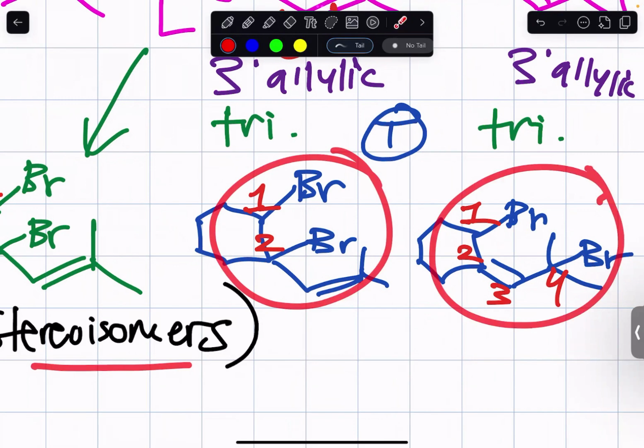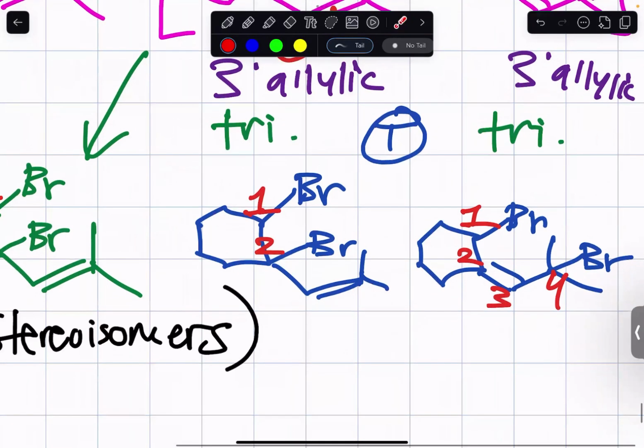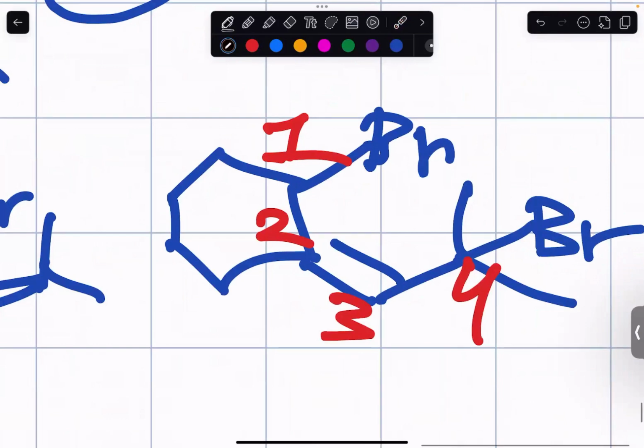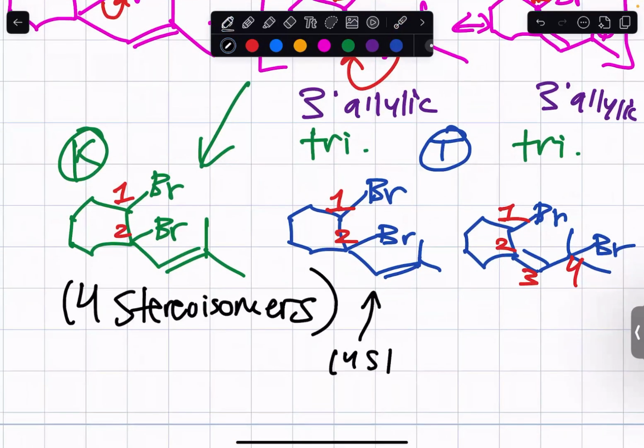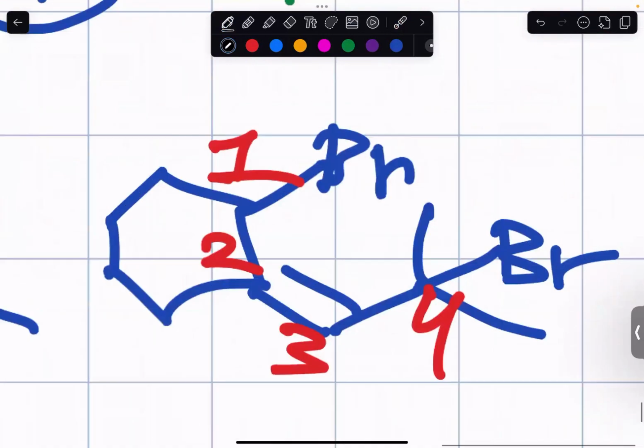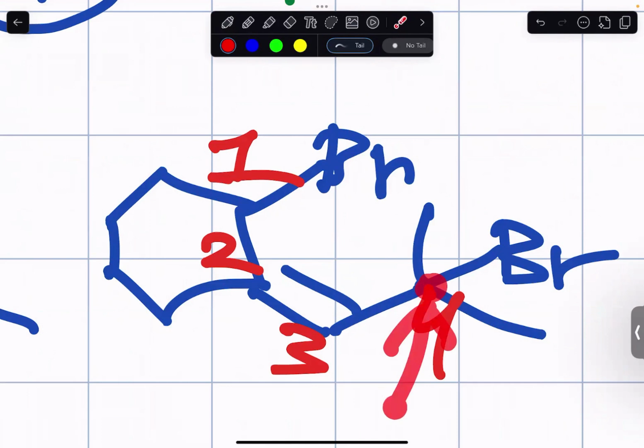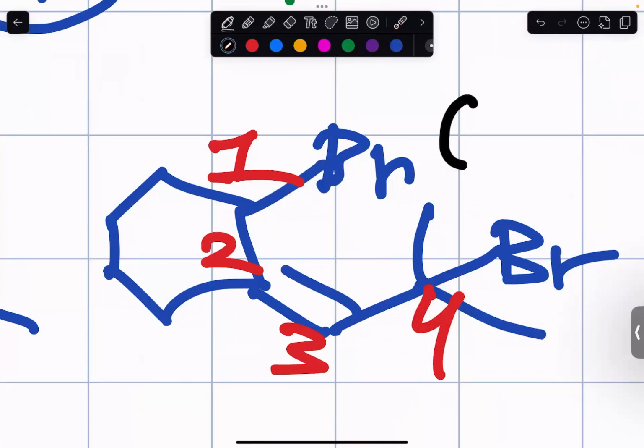Well, be careful here. For this one, it actually depends. This is 4 stereoisomers because we have 2 chiral centers. But is this a chiral center here? No, there's 2 methyl groups. So we can't say 4 stereoisomers. There's actually 2 enantiomers, 1 wedge there, 1 dash here. So we could put plus minus.